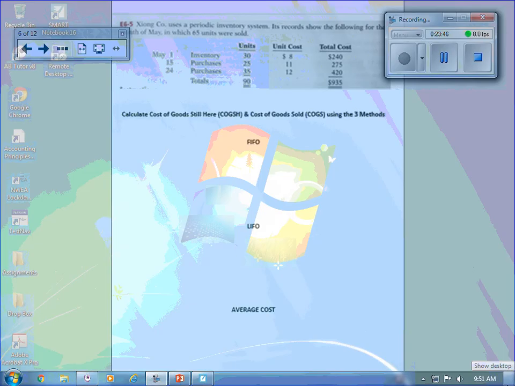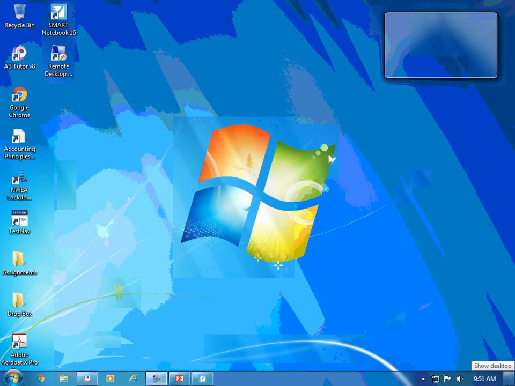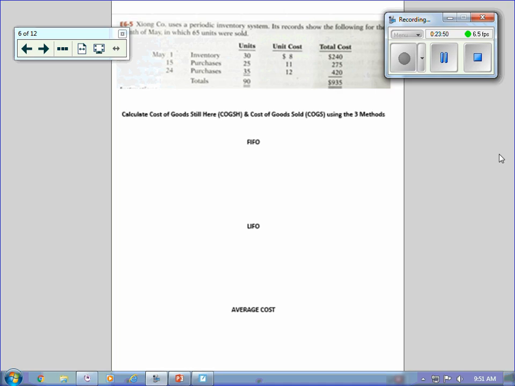Well, I'm going to walk you through it. You guys tell me what to do. Number 1, tell me what to do. I already know number 1 and number 2. Number 1 is figure out how many units are available, figure out the cost of those units available. 1 and 2, done. What's number 3?